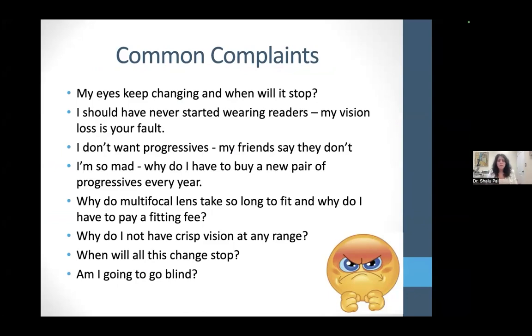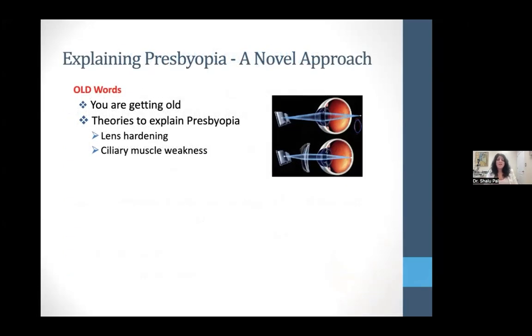I had people complaining that I gave them readers and now their eyes are getting worse and it's all my fault. I had people not wanting to try progressives. I had people just upset and even breaking down in my chair. They didn't understand what was going on with their eyes. They thought there was this change that was causing fear and anxiety in them. And I said, okay, enough. We've got to change how we talk about presbyopia, because this doesn't work.